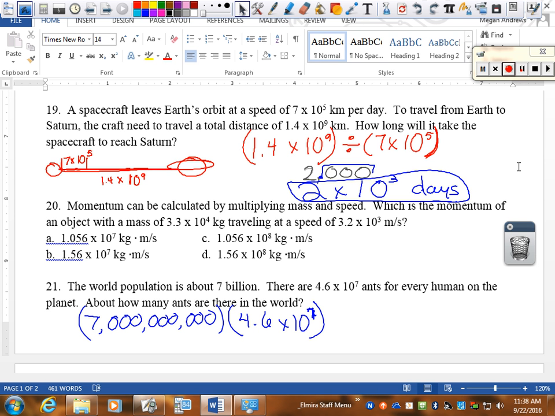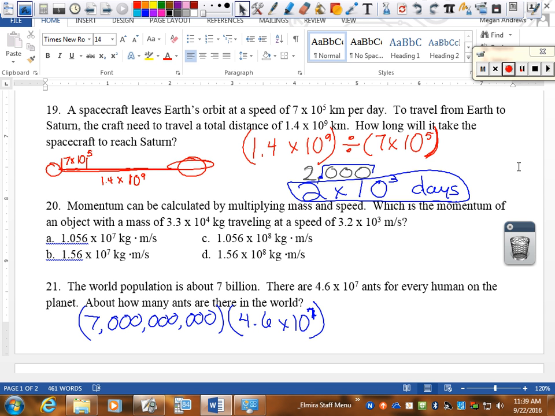Now, I'm going to give you a couple strategies, one in each problem. The first one talks about a spacecraft leaving Earth orbit at a speed of 7 times 10 to the 5th kilometers per day. To travel from Earth to Saturn, the craft needed to travel a total distance of 1.4 times 10 to the 9th kilometers. How long will it take the spacecraft to reach Saturn?